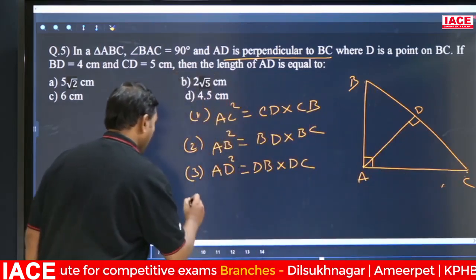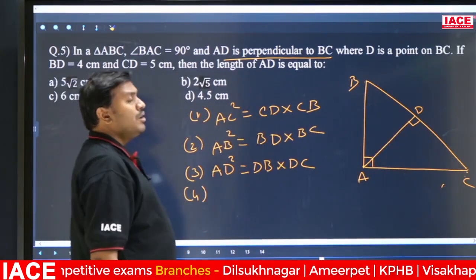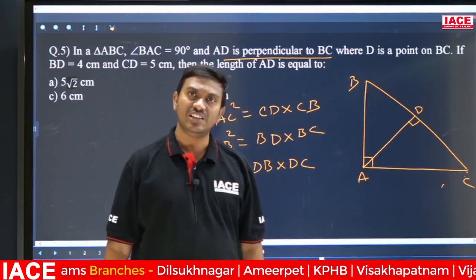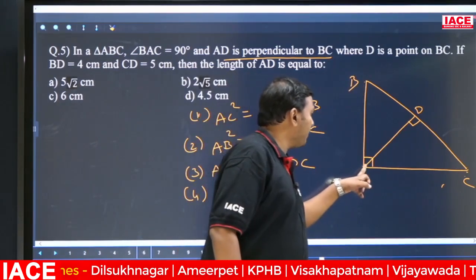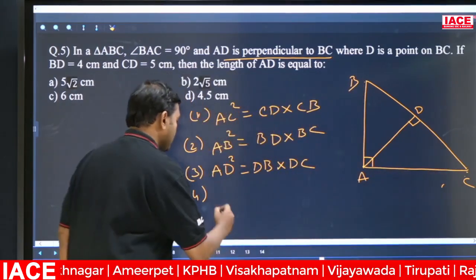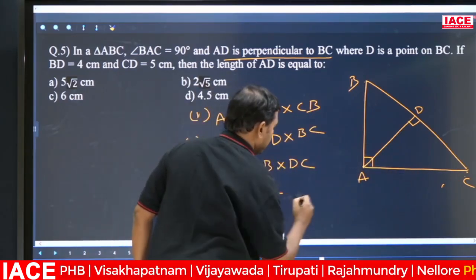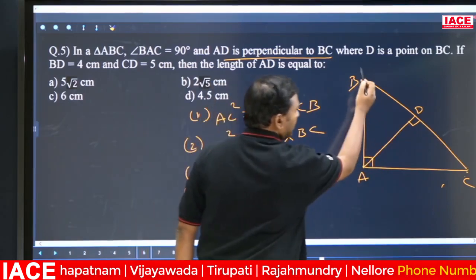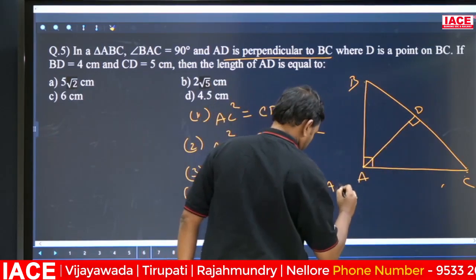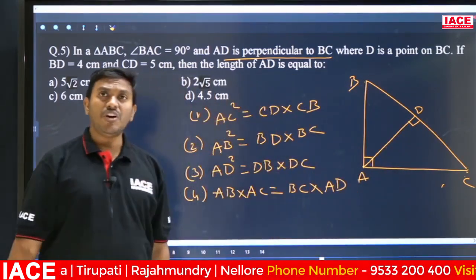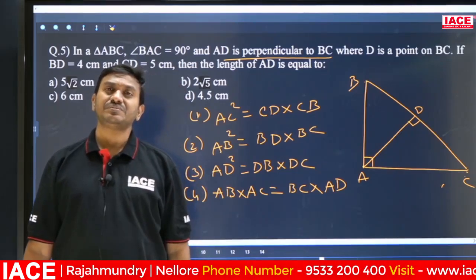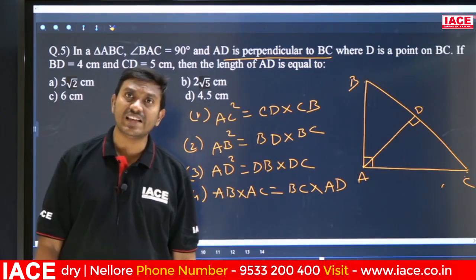Right. Fourth point. Point number 4: the product of perpendicular lengths are equal. Means AB perpendicular is AC. That product, AB into AC, equals BC, the hypotenuse, perpendicular is AD. This is the fourth point. Products of perpendiculars are always equal.